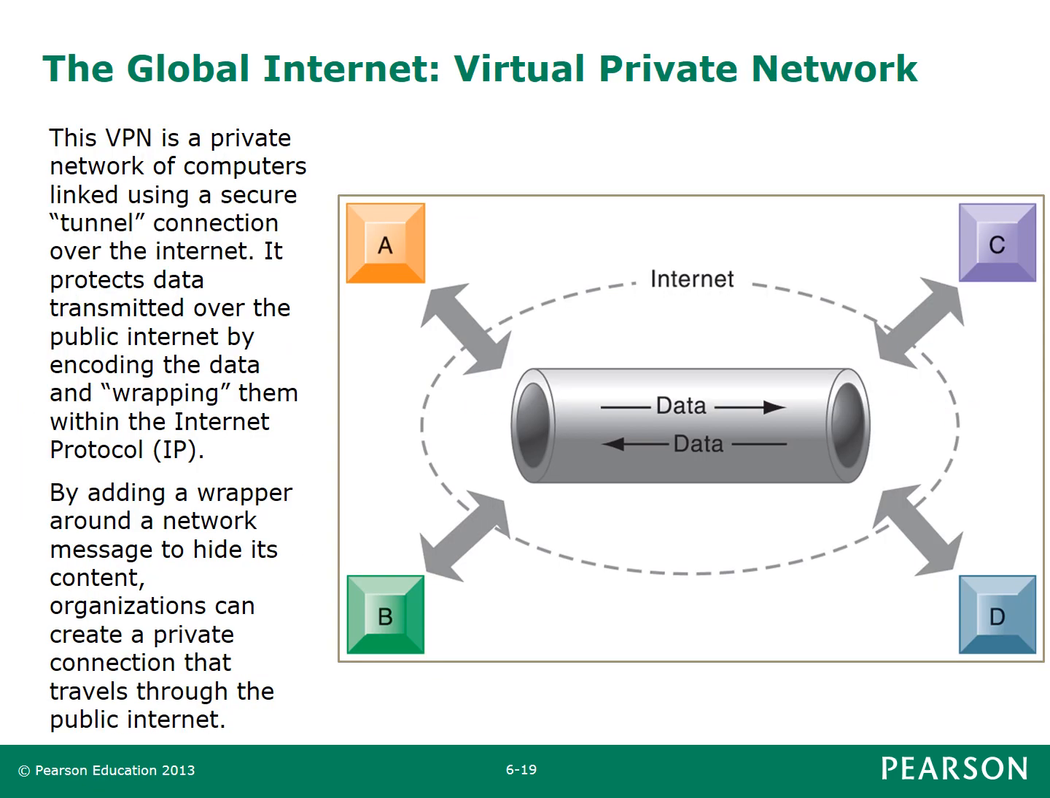This graphic illustrates how a virtual private network works. The rectangles A, B, C, and D represent different computers on the VPN. In a process called tunneling, packets of data are encrypted and wrapped inside IP packets. By adding this wrapper around a network message to hide its content, business firms create a private connection that travels through the public internet.